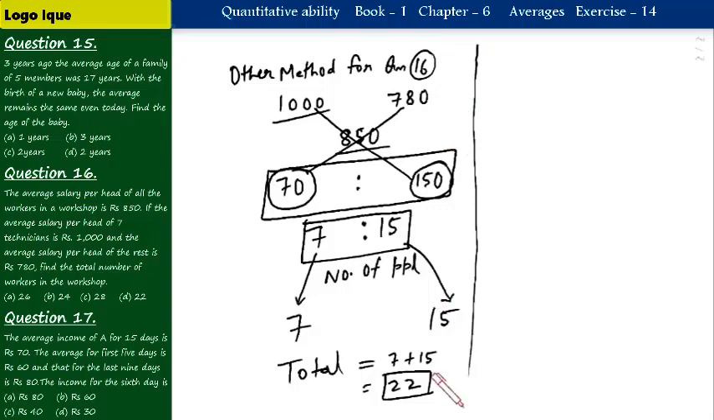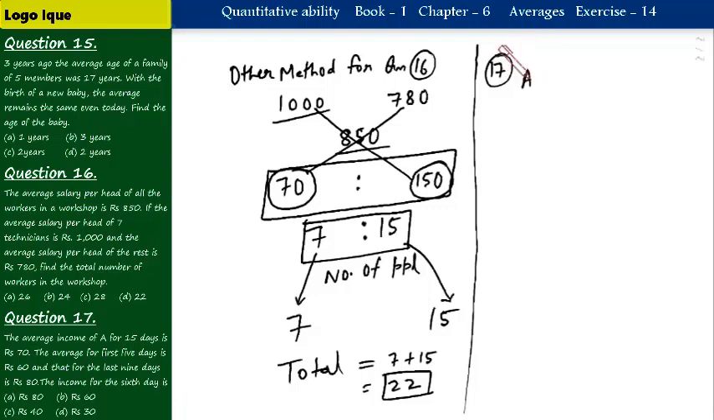Now let's take question number 17. It says the average income of A for 15 days is rupees 70. The average for the first 5 days is 60 and for the last 9 days is 80. Find the income for the 6th day. Let's say the income for the 6th day is X.